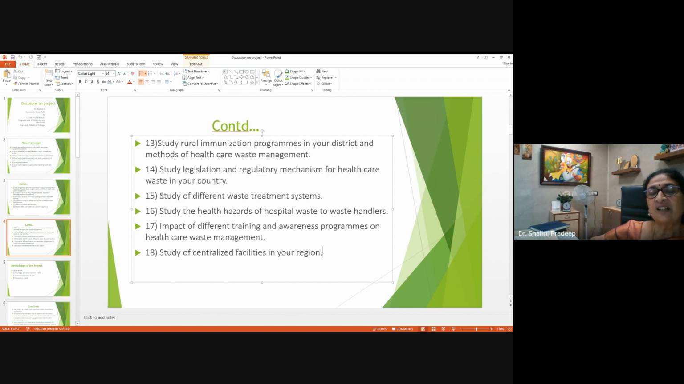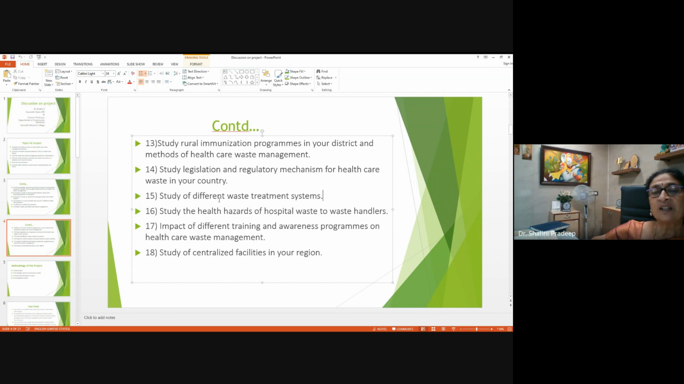And the next is study of different waste treatment systems. You need to go into all the waste systems. That means you are going to look whether there's an autoclave, hydroclave in your hospital. Usually hydroclave is not available. It is available only in few places throughout the country. So you can look into all these.